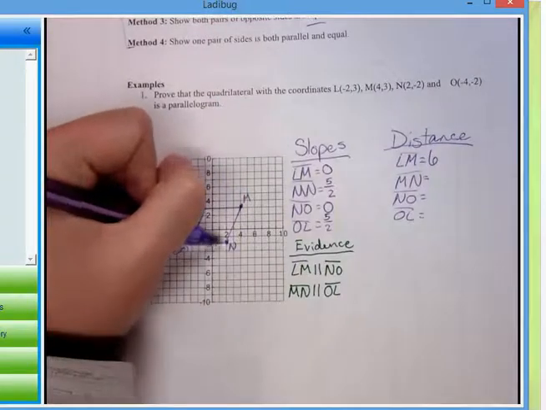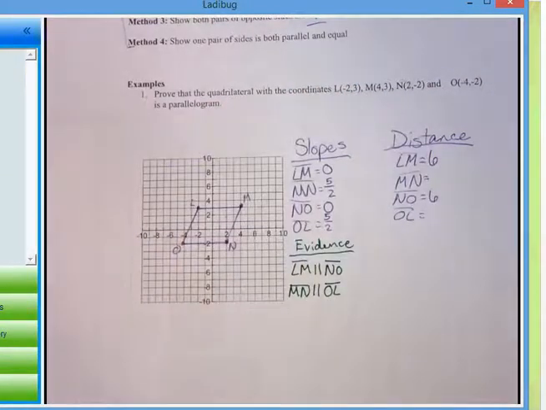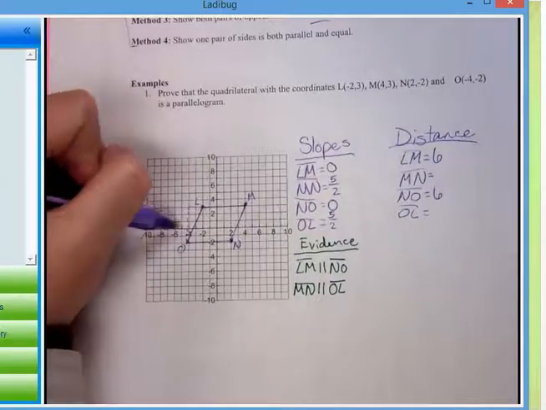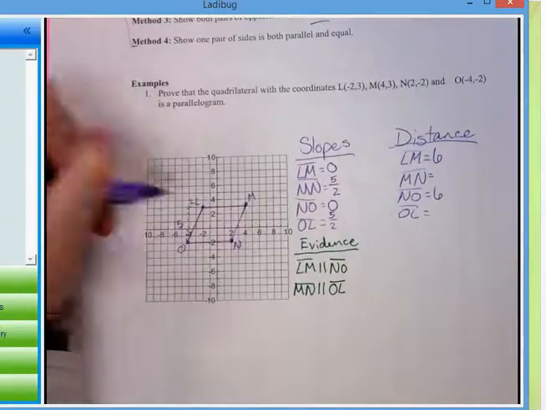1, 2, 3, 4, 5, 6. Great. Those are both congruent. That's good. For this, you can either use distance formula, or I'm going to choose to use Pythagorean theorem. So make a little right triangle. Goes up 5 and over 2.